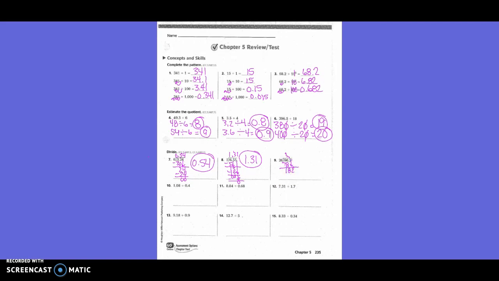How many times does 26 go into 182? 7 times. 7 times 26 is 182. And I have nothing left over, so my answer is 3 and 7 tenths.